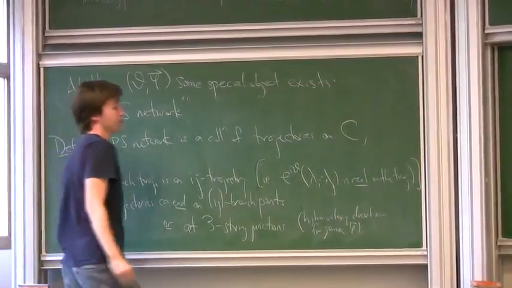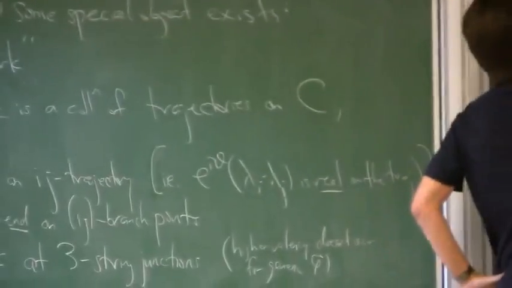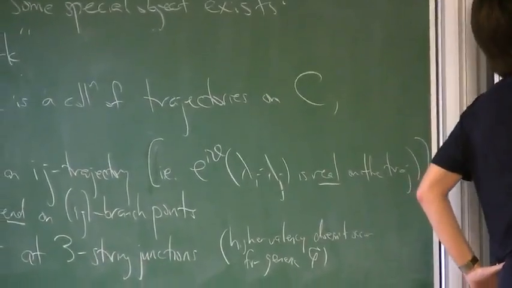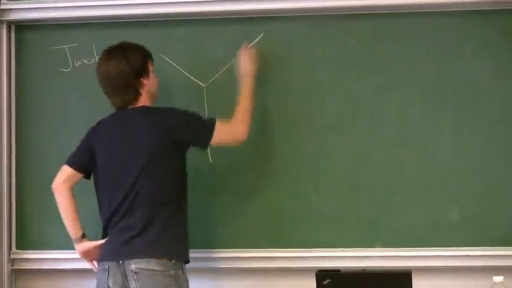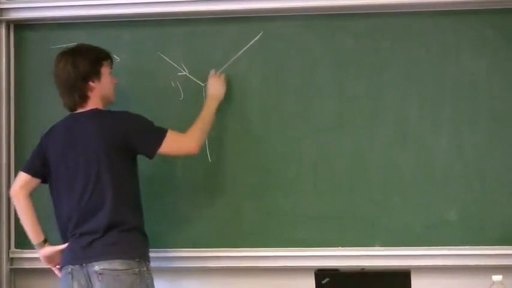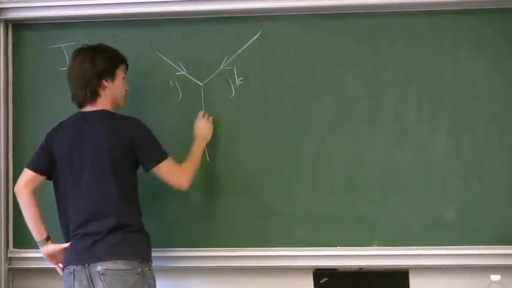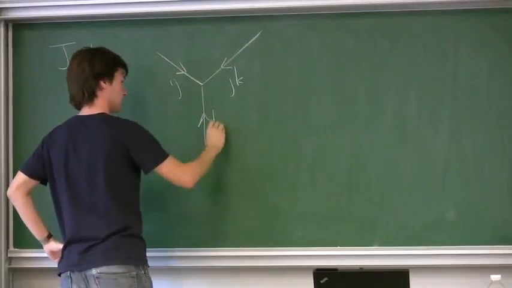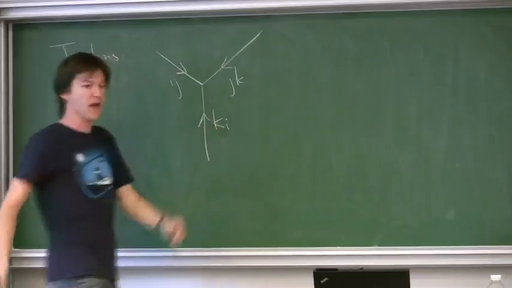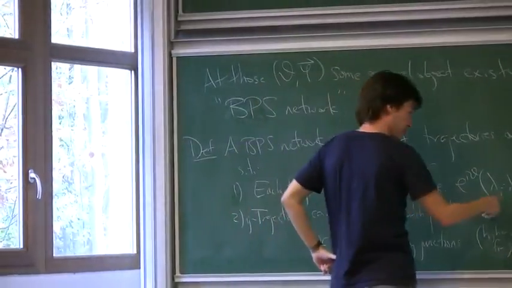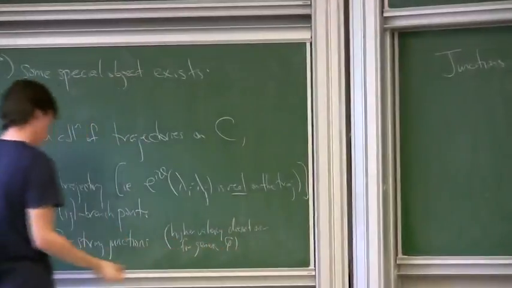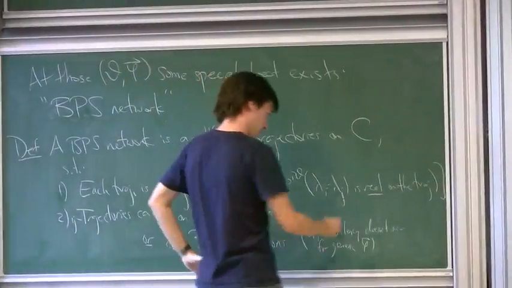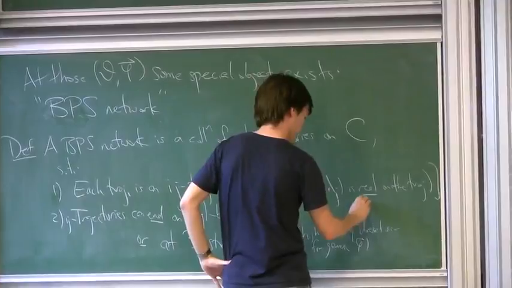So what's a three-string junction? The junctions look like this. I have an I.J. trajectory, a J.K. trajectory, and a K.I. trajectory. Here, sorry, this thing is not only real, but the trajectories are oriented, and you think of them as being real and positive.